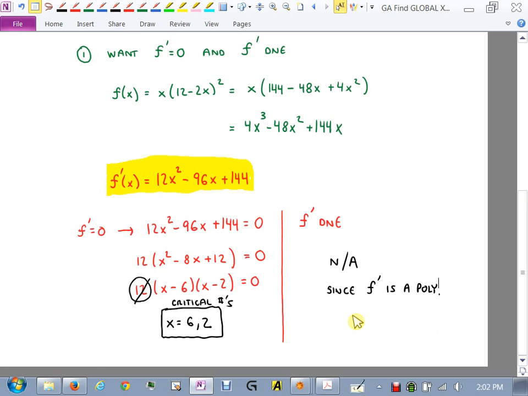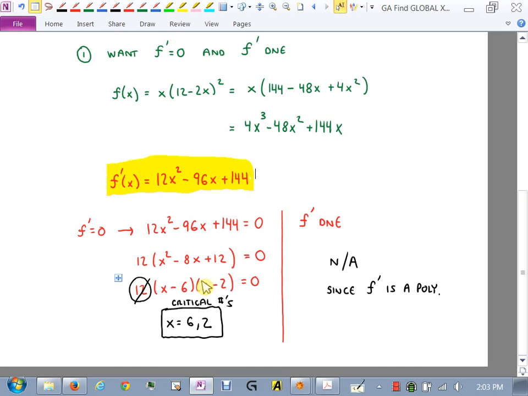Now, what would cause a problem would be something like, let's just say our derivative was 1 over 2 root x. Then we would have to worry about x being 0, or x being negative. So we would have to throw certain things out, or we would have to address those. But that's not what's happening here. Okay, so I have done the first step. I have found the critical numbers of f. Any questions?